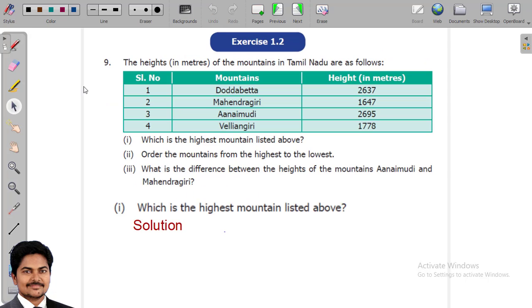Question number 9. The heights in meters of the mountains in Tamil Nadu are as follows. The first mountain is Doddabetta. Its height is 2637 meters. Mahendragiri. The height of Mahendragiri is 1647 meters. The height of Anaimudi is 2695 meters. The height of Velliyangiri is 1778 meters. So let us find out the answers for the questions given below.